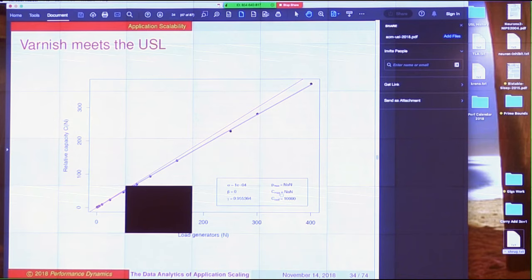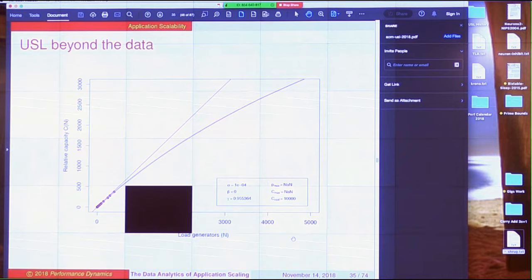So that's consistent, and the gamma value corresponds to the rate at which it rises in a linear fashion. That looks actually quite reasonable, but could it really continue to do that, or would it hit some kind of a ceiling? Well, I've just taken this out now an order of magnitude more, out to about 5,000 node generators.